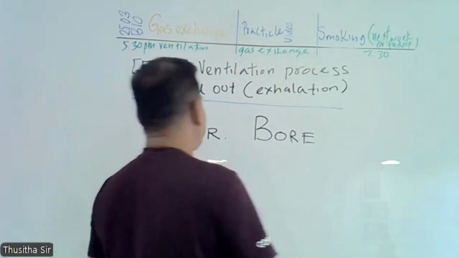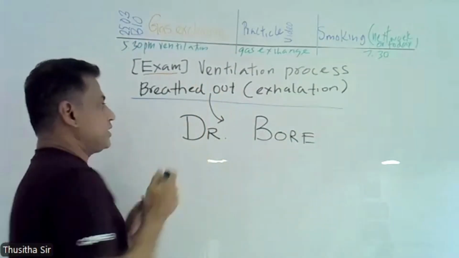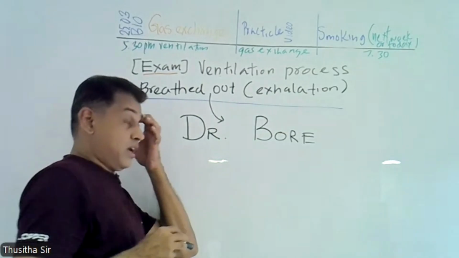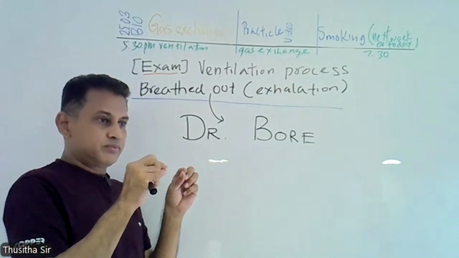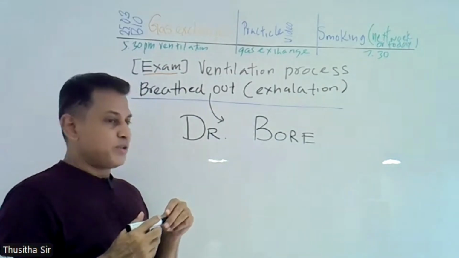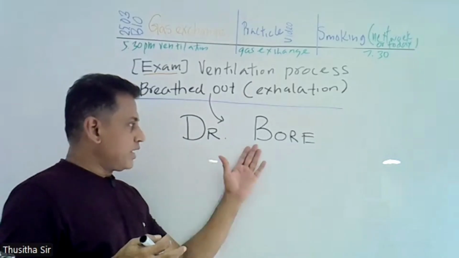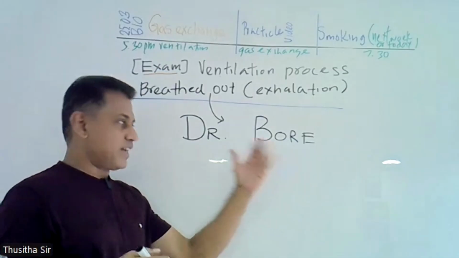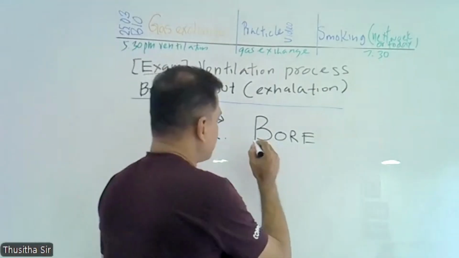So you want to remember the breathe out process. This is the word you remember. We try to remember certain things using small words like this. For example, you have learned from the very beginning, Mrs. Grain. Same way, this is another person. Dr. Bohr, Mrs. Grain, like that.